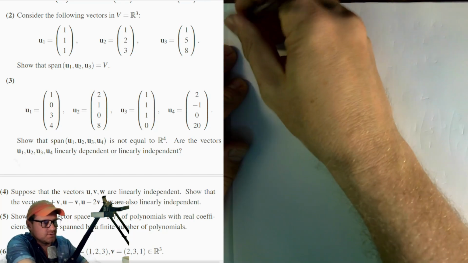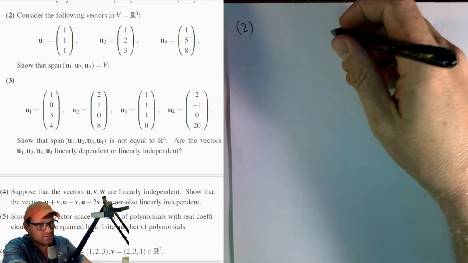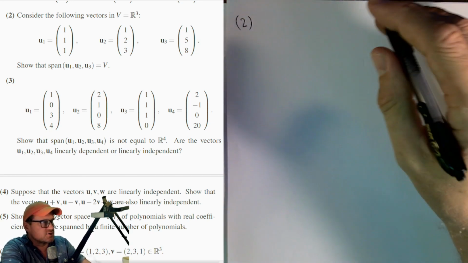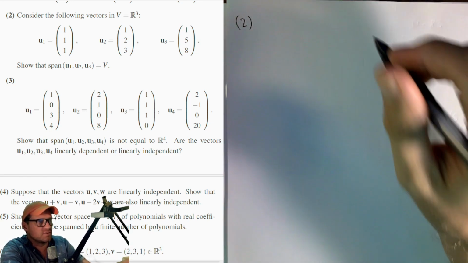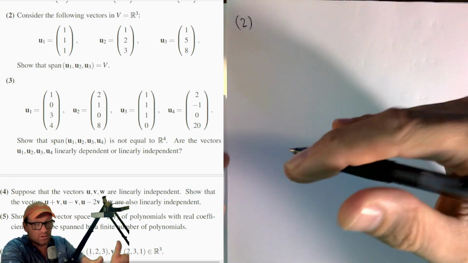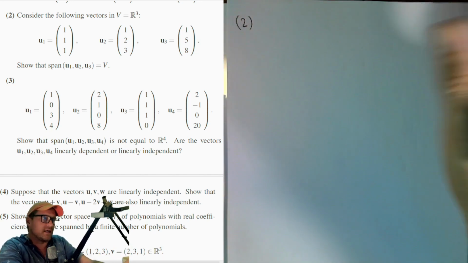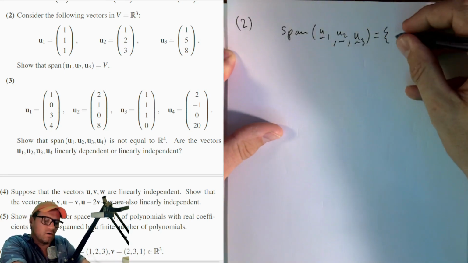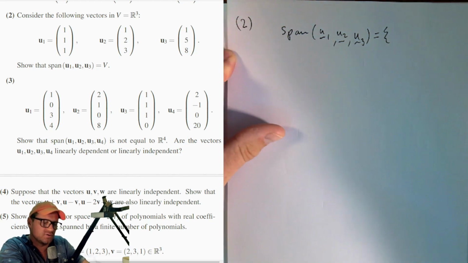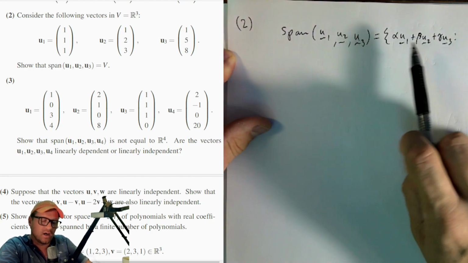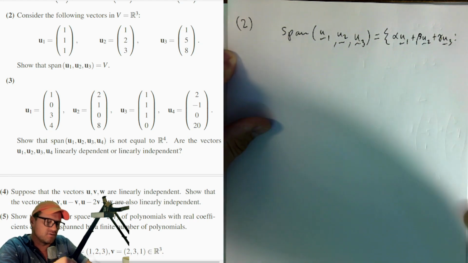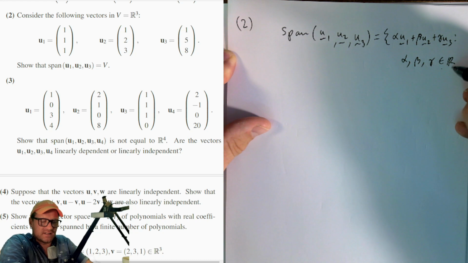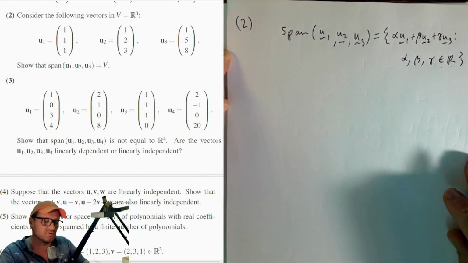Okay, question 2. Consider the following vectors in 3 space. So uppercase V is the vector space, which is 3 space. And so we are asked to show that span U1, U2, U3 is equal to 3 space. So let's talk first about the strategy here. What is span of U1, U2, U3? Well, this is the set of all linear combinations of U1, U2, U3. So the set of all alpha U1 plus beta U2 plus gamma U3 such that alpha, beta, and gamma are real numbers. And this is what the span of U1, U2, U3 is.